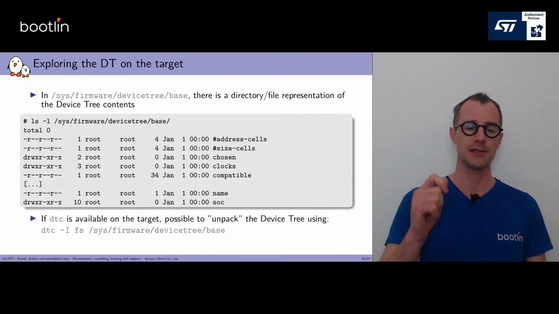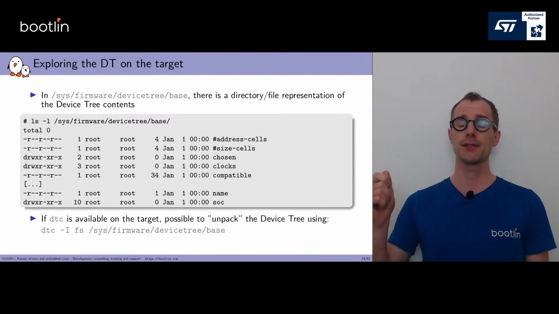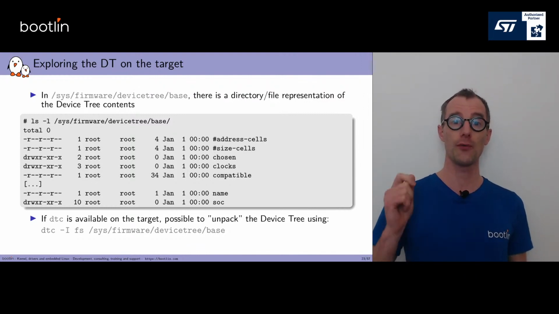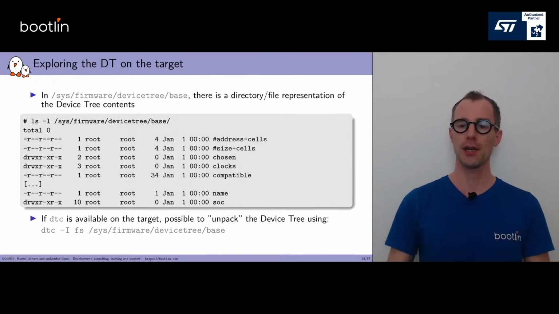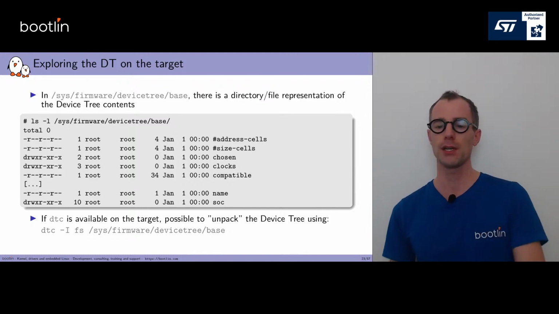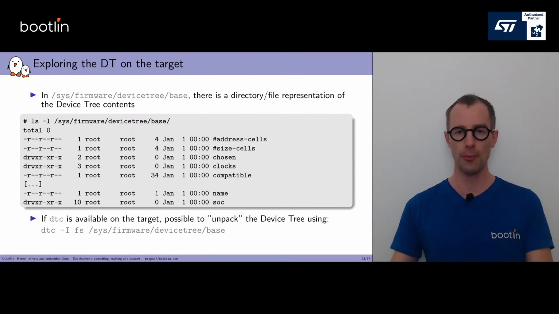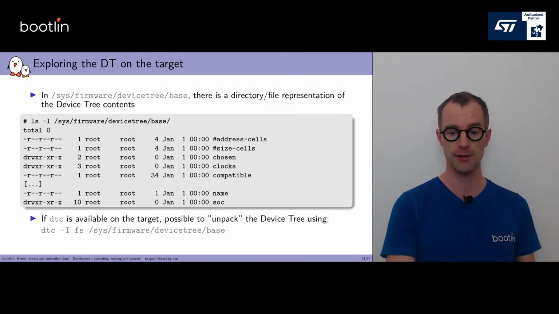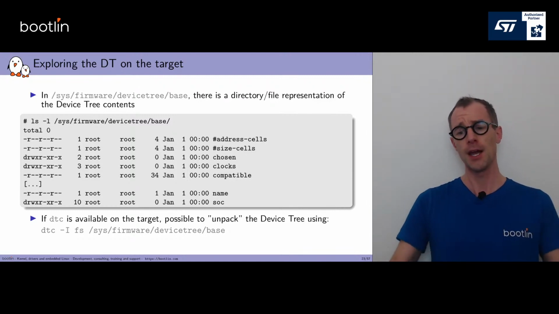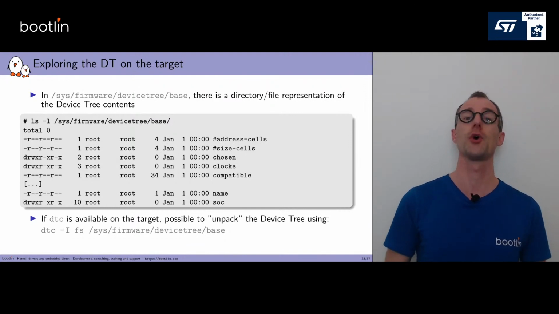If you go in /sys/firmware/devicetree/base, there is a directory and file representation of the device tree currently seen by the kernel. And in this representation, every node of the device tree is going to be a directory you can cd into, and every property of the device tree is going to be a file that you can cat to see the actual value. So you can do that by just using cd and cat to navigate in the nodes and properties.